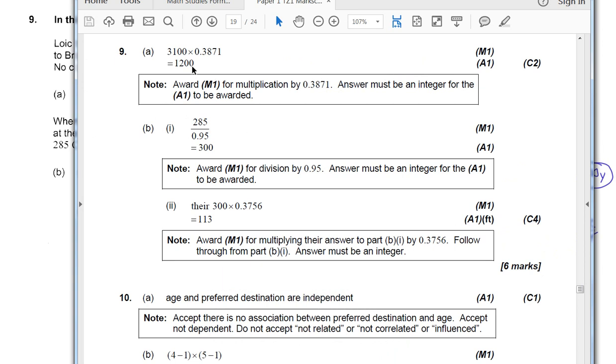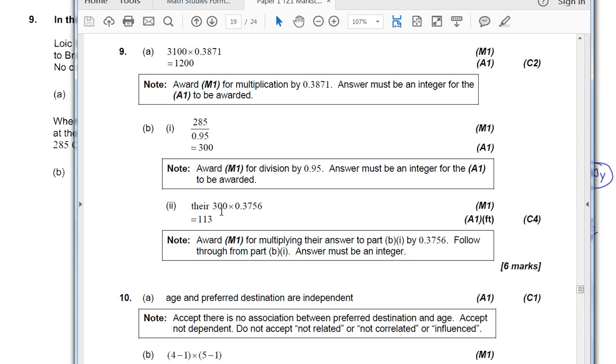Okay, let's check that against our mark scheme. So here's our part A, 3100 times 0.3871 to get 1200. That's what we got. So 1 point for multiplying by 0.3871, and then you had to also have an integer here for your second point to get awarded. Okay, 285 divided by 0.95 to get our 300. So you got 1 point for dividing by 0.95, and then another point for getting the correct answer of 300, and it had to be an integer, otherwise you'd lose that second point.